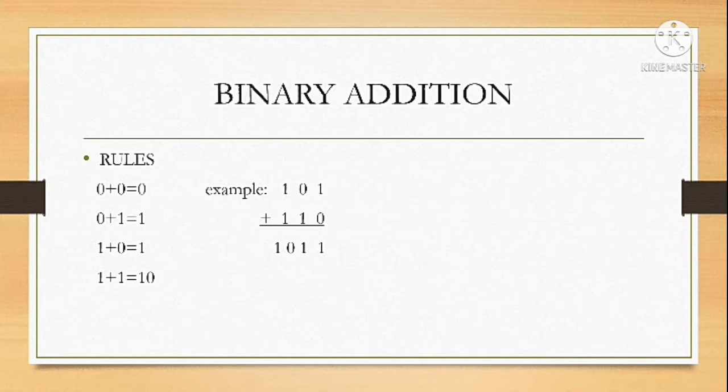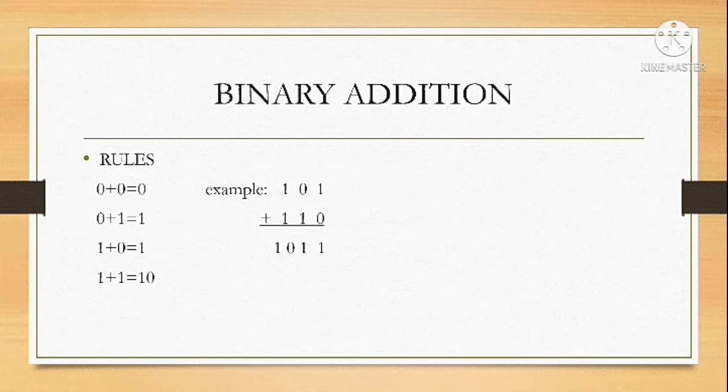First, we solve the binary addition. It can be calculated easily if we know the following rules. These are the rules of binary addition: 0 plus 0 is equal to 0, 0 plus 1 is equal to 1, 1 plus 0 is equal to 1, 1 plus 1 is equal to 10. For example, 101 plus 110.